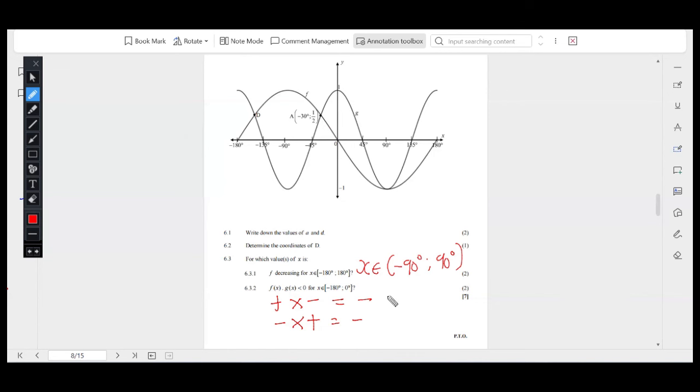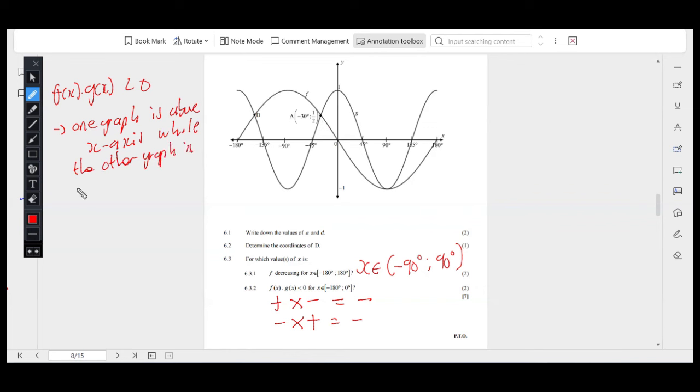But in terms of the graph, what does it mean? Interpreting f of x times g of x less than zero means that one graph is above the x-axis while the other graph is below the x-axis, within the same interval of x-coordinates, right? So within that interval that I'm checking, I need to see one graph being above and the other graph being below. It's in between negative 180 and zero. Note that we are told to only check in between here, right?